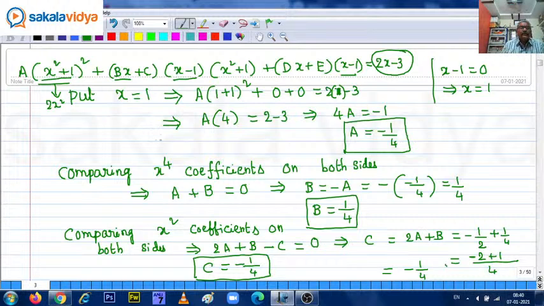Right. So now the x to the power of 4 and x square coefficient. Next, if you want to get x cube coefficient also we can find out. See x cube coefficient. Yes, C value is known, B value is known. Okay, let us find out comparing this time.